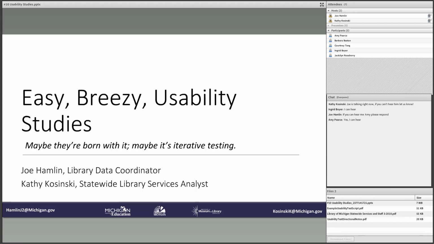We were surprised, in discussing this, that it's number 10 in our series. It seems to be flying by really quickly. Today we're doing easy breezy usability studies. Maybe they're born with it, maybe it's iterative testing.